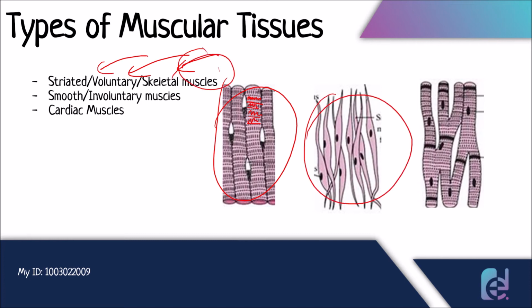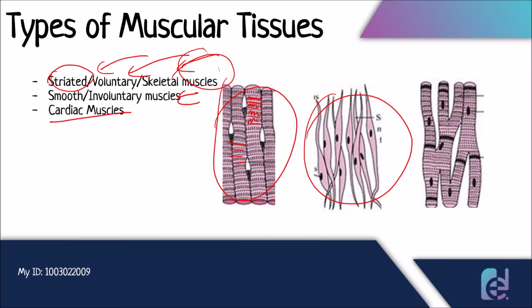The second type of muscles are smooth muscles, also known as involuntary muscles. Why are they called smooth? Well, that's because they don't have any striations. Like over here, we had black, white, black, white. These are smooth. They don't have any striations. And they're involuntary muscles. Like they're found inside the stomach, inside the small intestine, and they move on their own. We don't have to think about them.